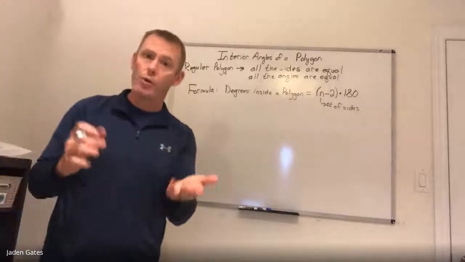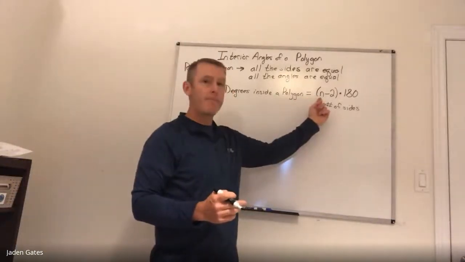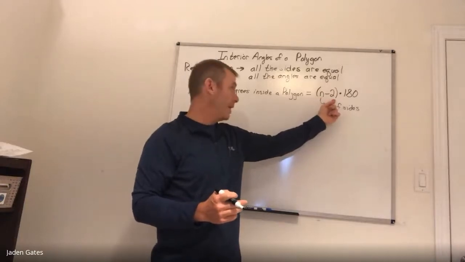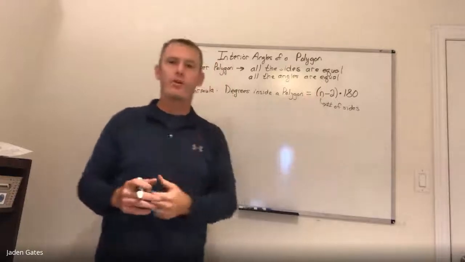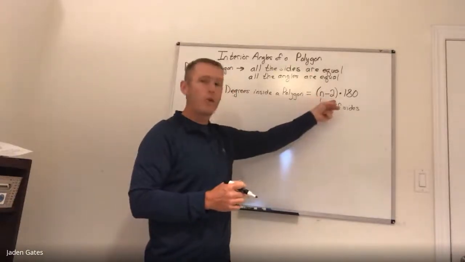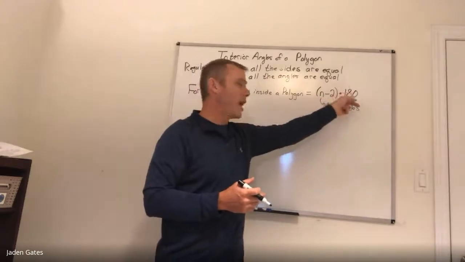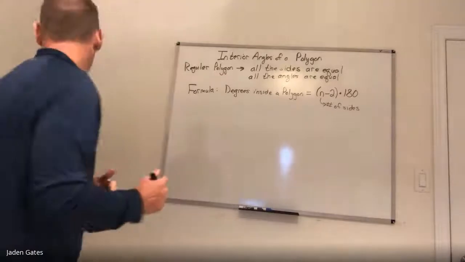So again, a triangle was 180. You can see in our formula, 3 minus 2 is 1 times 180, right? A quadrilateral is 360. 4-sided shape, 4 minus 2, that's 2 times 180. Well, 2 times 180 is 360. But we can do it for any shape.